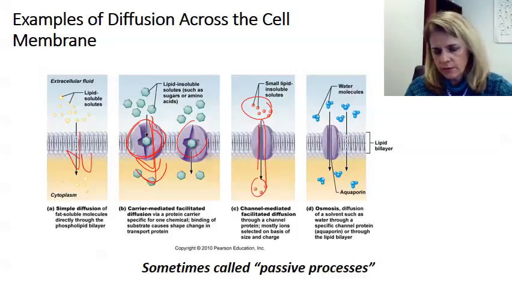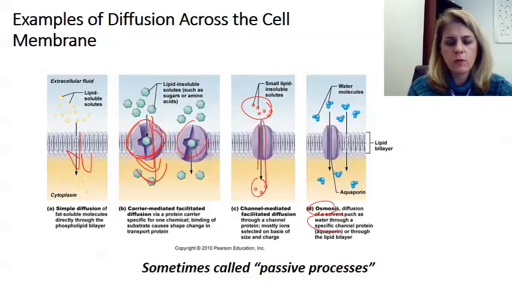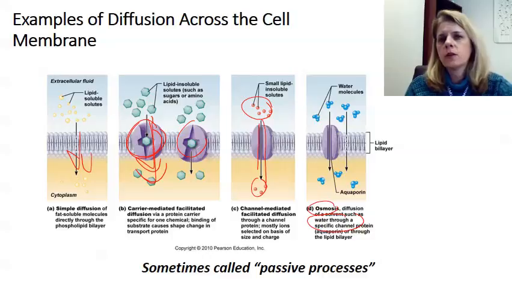Then the final type of diffusion is osmosis, and that's the movement of water through the membrane. And so we're going to talk about that in a separate video. So again, osmosis is a special form of diffusion. We're just talking about water movement through the membrane.